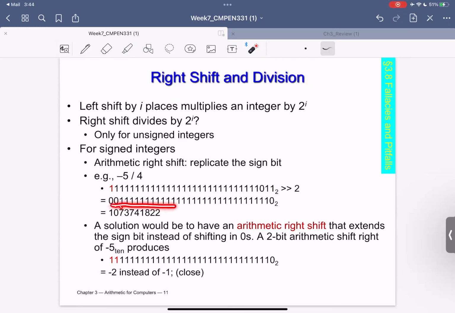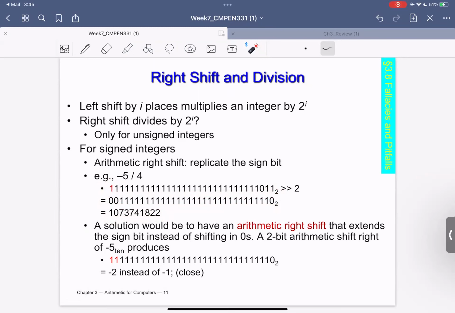So now this is the number after the shift. Can you read that number? That number, unfortunately, is that large. So I didn't divide -5 by 4 in that sense. Why? Because this is signed. How can we solve this issue?